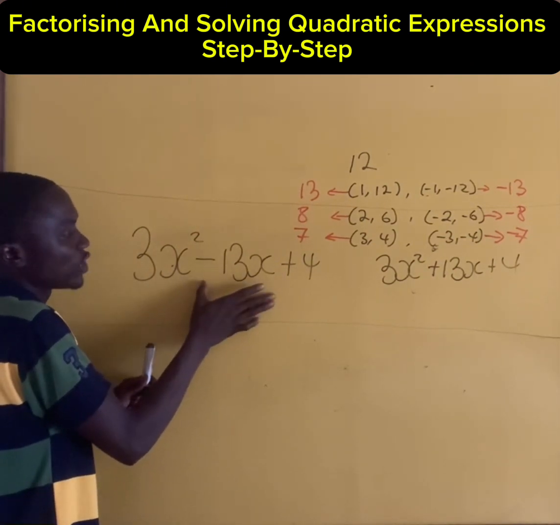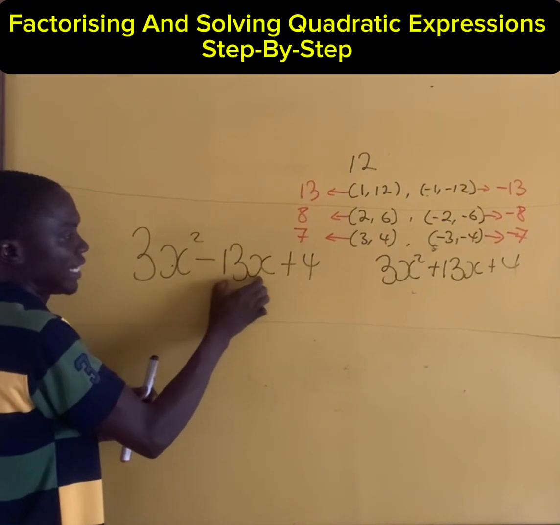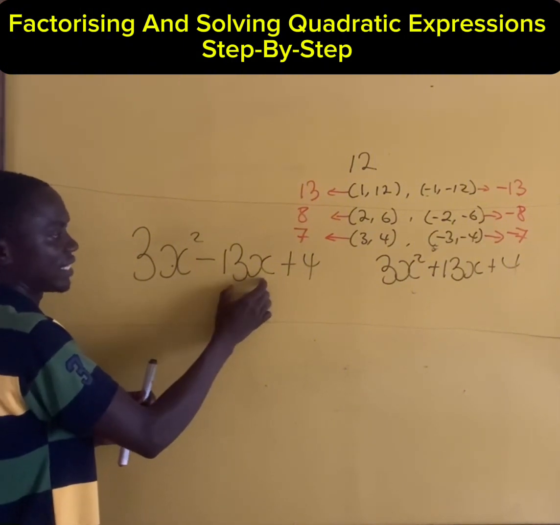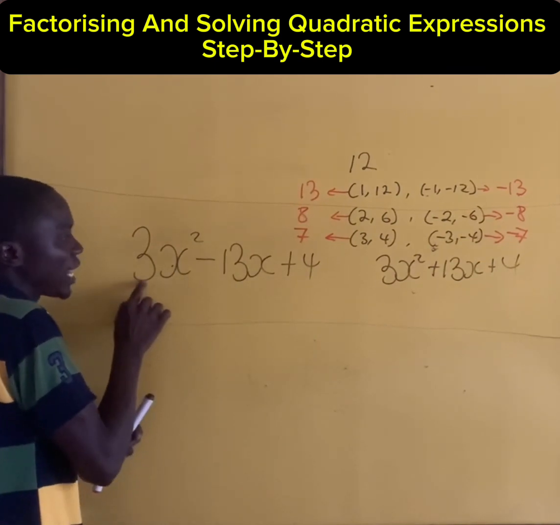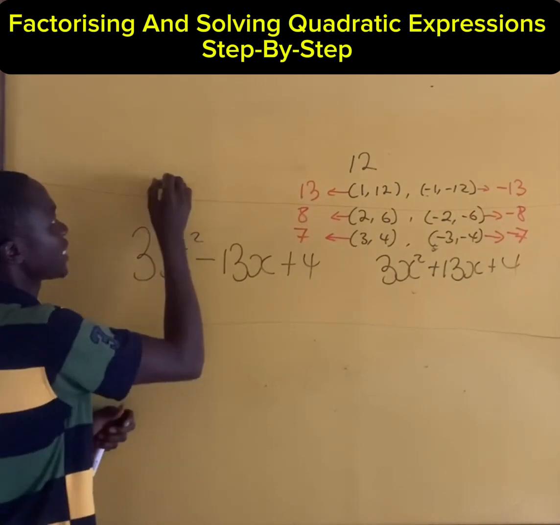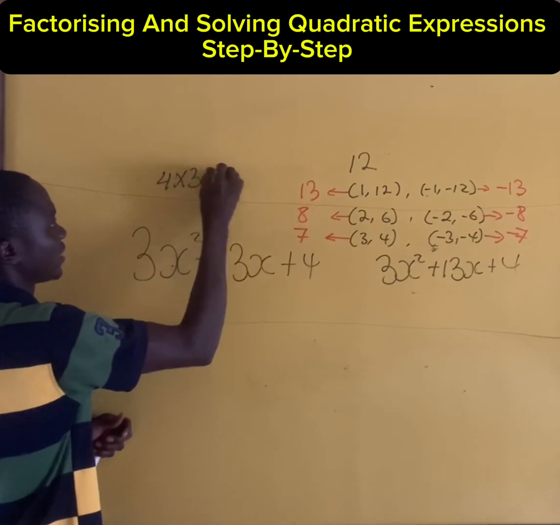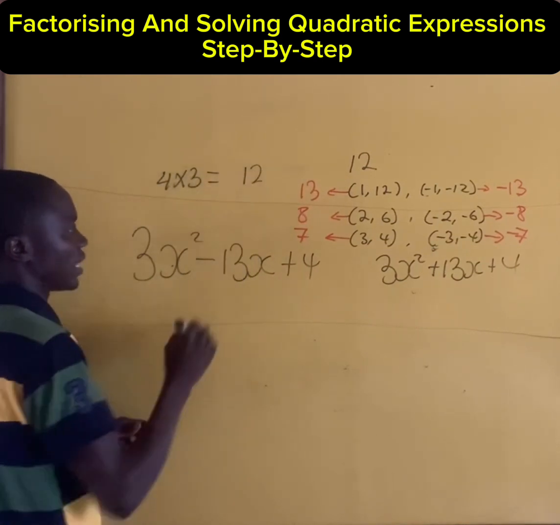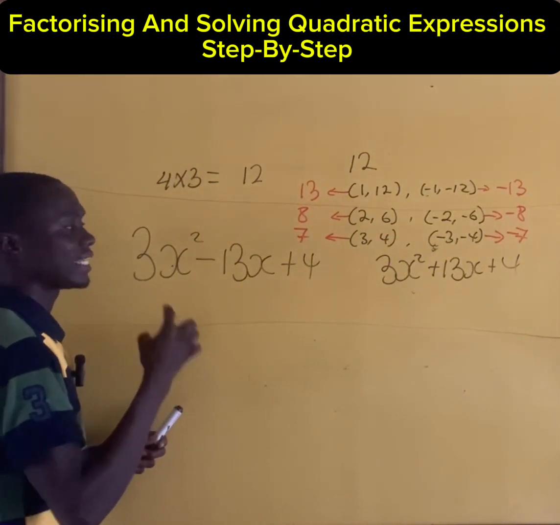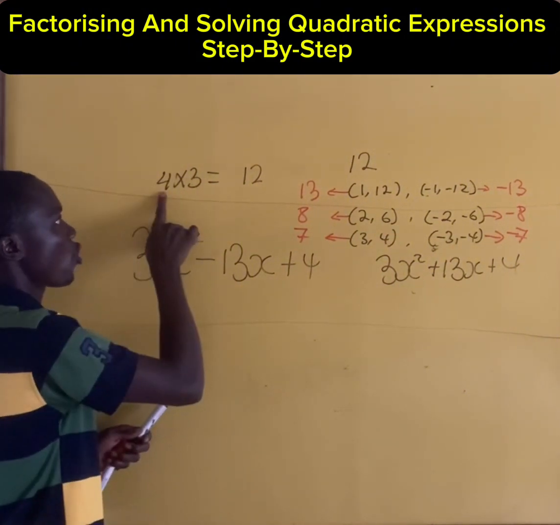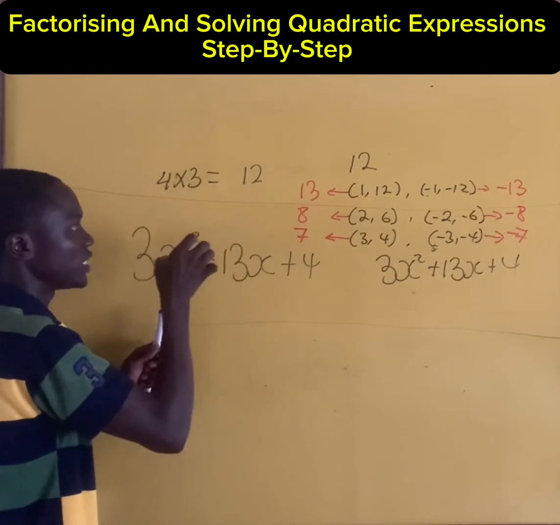To do this one, we need to break the middle term, that is negative 13x. So what we do is that we take this 4 and multiply it by this 3. So we take 4 times 3. That will give us 12. And if I say 12, it is positive 12. If it is negative, add the negative to it. So 4 times 3 is 12, which is positive 12.